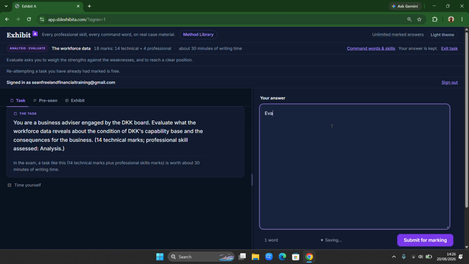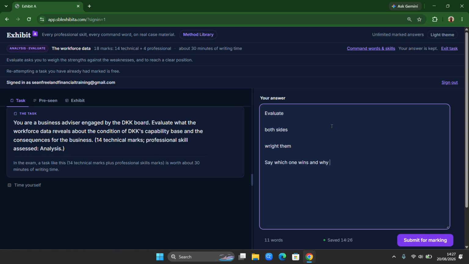So when we have evaluate, we are going to evaluate both sides, which means we're going to weigh them. And then we're going to say which one wins and why. So if we look at the command word being evaluate, this is what I would do with it. I have to give the board both sides, which means not just the bad news. I then have to weigh them against each other. And then I will land on a position and say why that one outweighs the other.